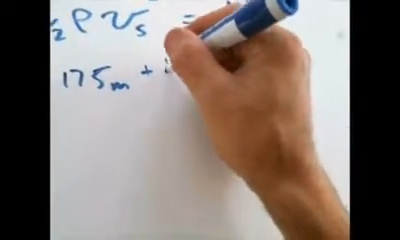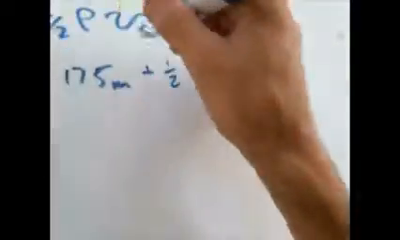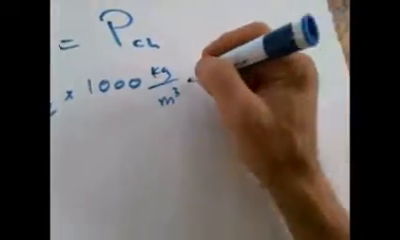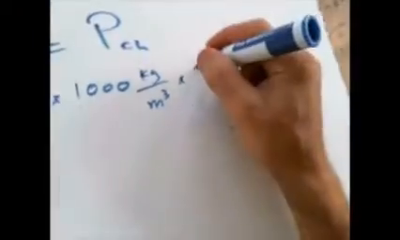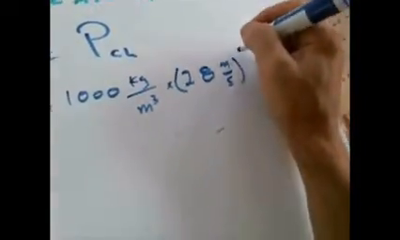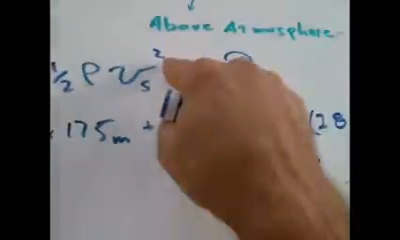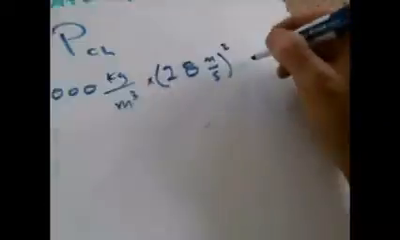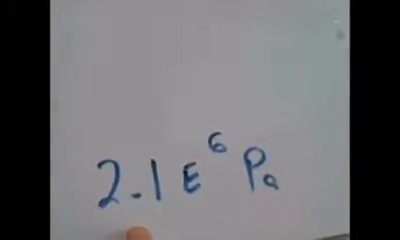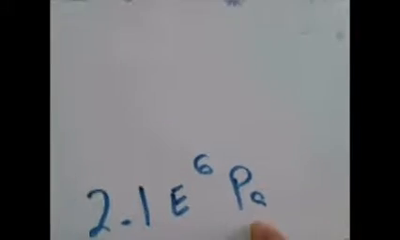To that I'm going to add 1/2 times the same density, 1,000, that's kilograms per cubic meter. And the velocity at the surface is what we got in part A. It's 28, and that's meters per second. And we square that in this particular formula. All of that is what the pressure in the chamber is equal to. And so you do all that math, and you will get 2.1 times 10 to the 6th pascals.